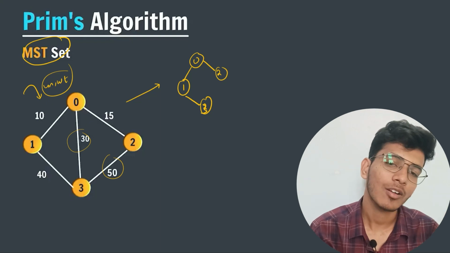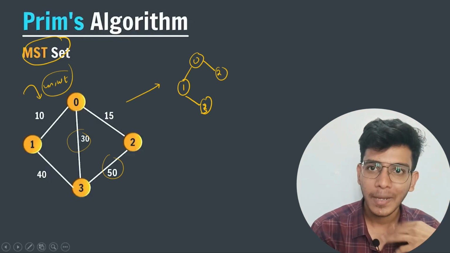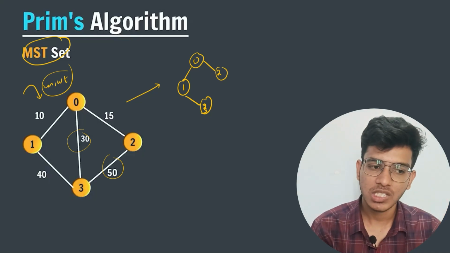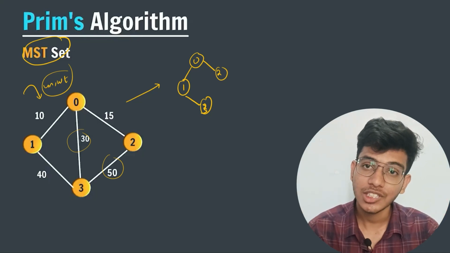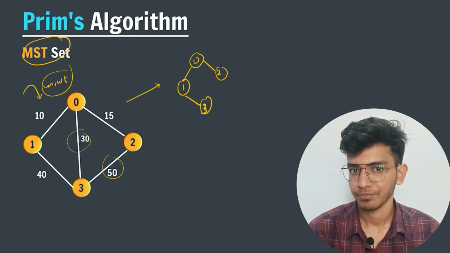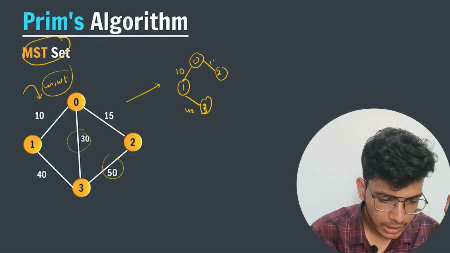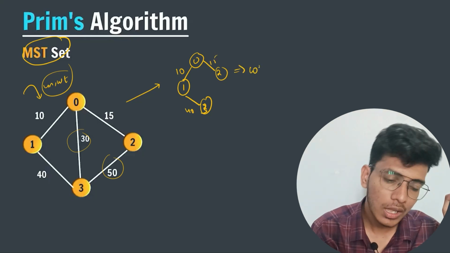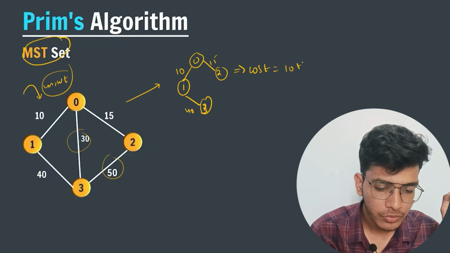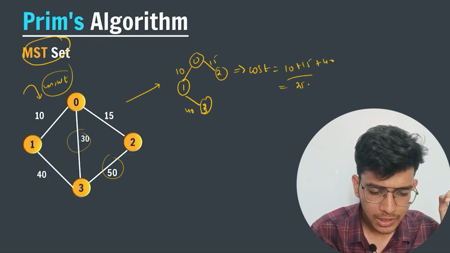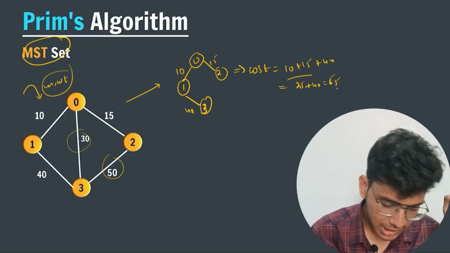So let us calculate the cost here, because my spanning tree is said to be an MST only when all the edges are minimum. Okay, so here the edge values are 10, 15 and 40. So the total cost of all the edges will be 10 plus 15 plus 40. So this will give me 25 plus 40. So this will give me 65.